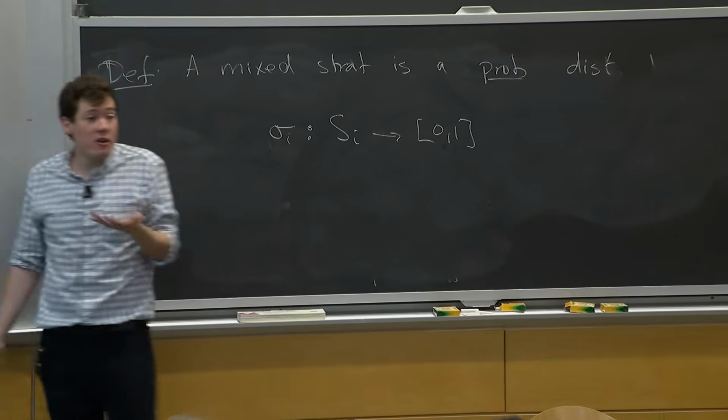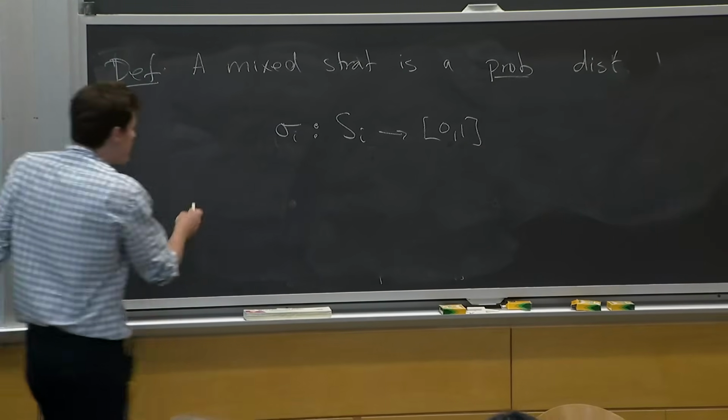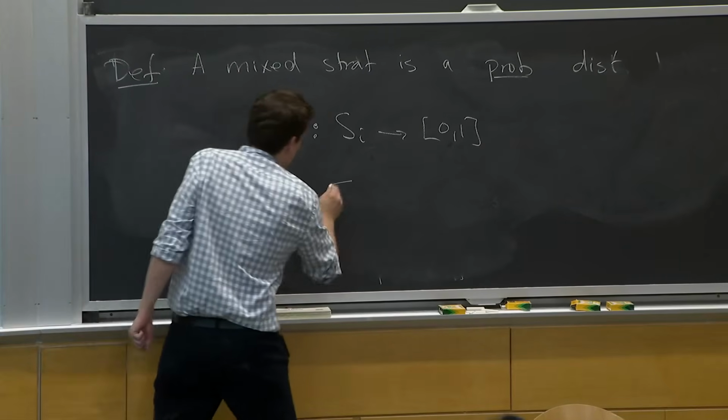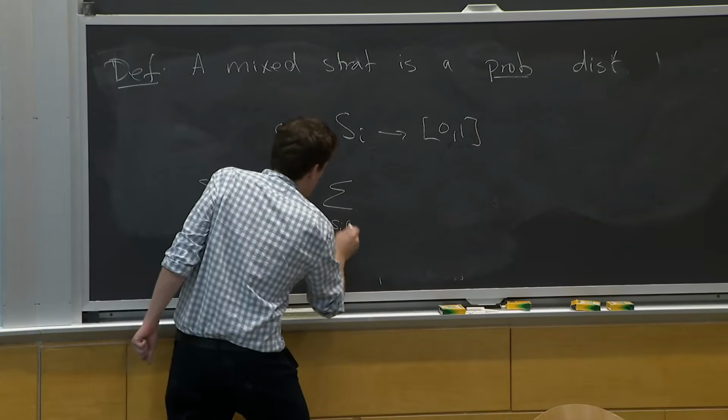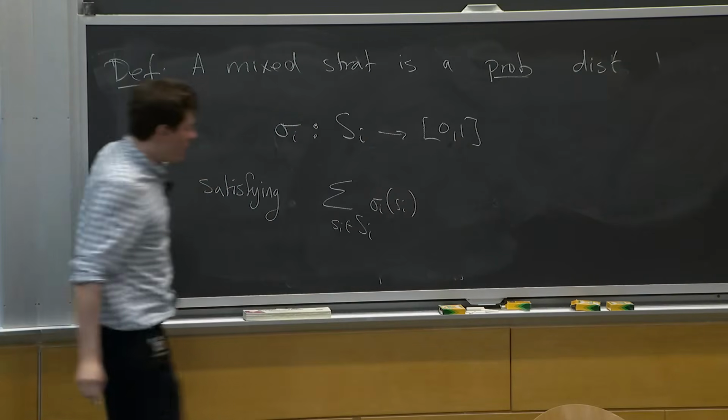But once again, we need another condition for this to make sense. The probabilities have to sum up to 1, right? So it's a function satisfying, well, if I sum over all my strategies, the probability I put on that strategy, that better sum to 1.